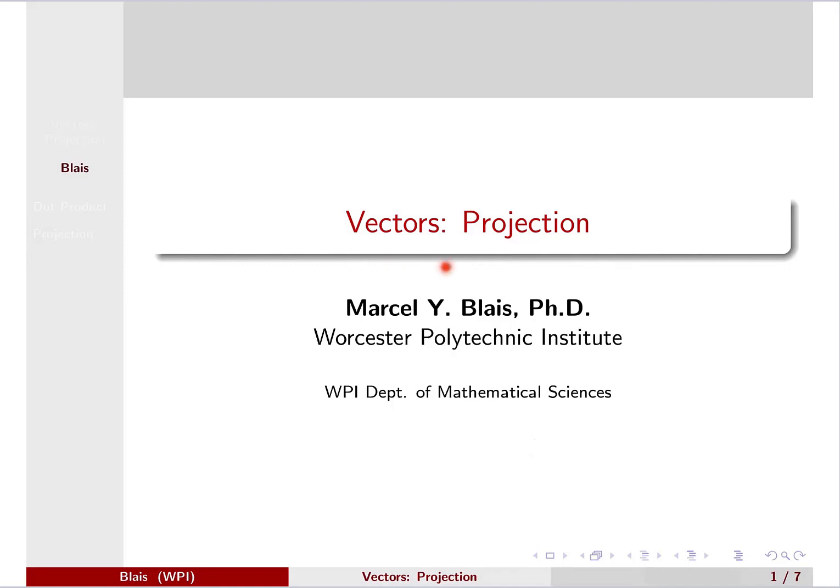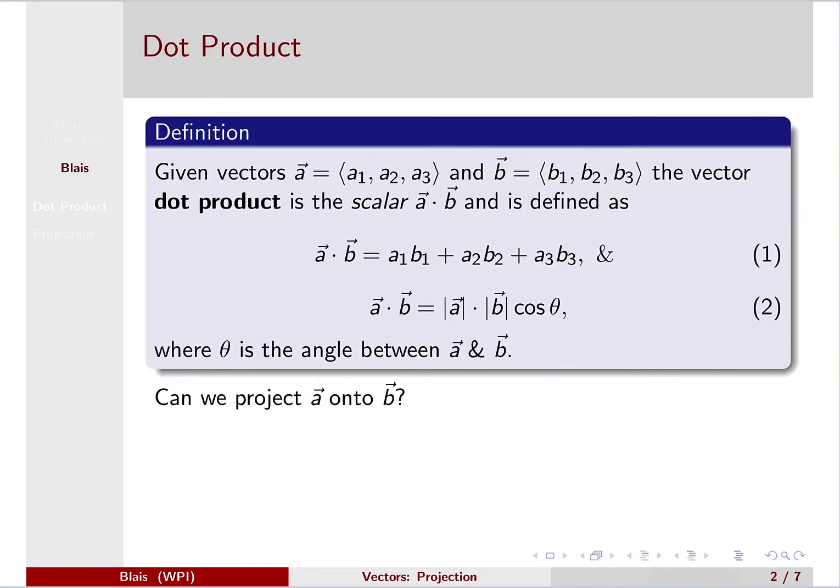In this lecture, we will be covering the topic of vector projection. Recall, the dot product of two vectors A and B is the scalar defined by taking the components of each vector, multiplying the respective components, and adding those products.